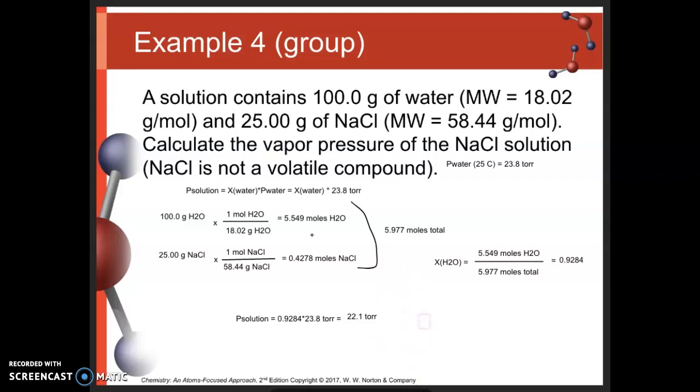So we don't see a significant lowering. I mean, it is 1.7 torr, but given that this is such a small concentration of sodium chloride, at least from a molar standpoint, it doesn't have that big of an impact overall. It's only lowering it by less than 10%. So that's how you attack these kinds of problems.